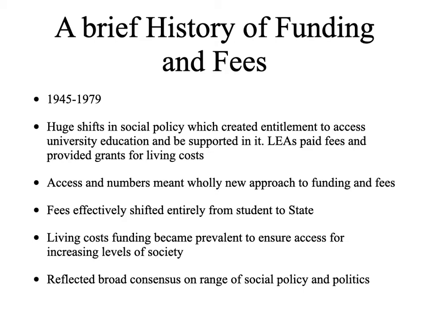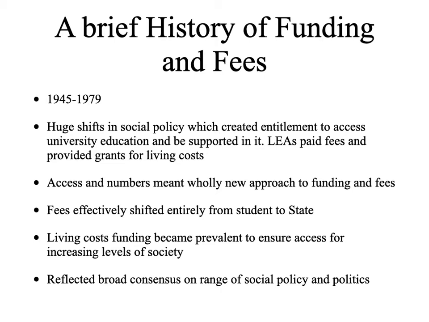Effectively through that period, the cost of university fees shifted pretty well entirely from individual students supported in an ad hoc way in some bursary or philanthropic manner, to the state providing the funding through general taxation. Funding of living costs became prevalent to ensure access for increasing numbers of people from different parts of society. In other words, you did not have to come from an upper class or middle class family who had the resources to support you at university. The state would provide that support through living costs funding.